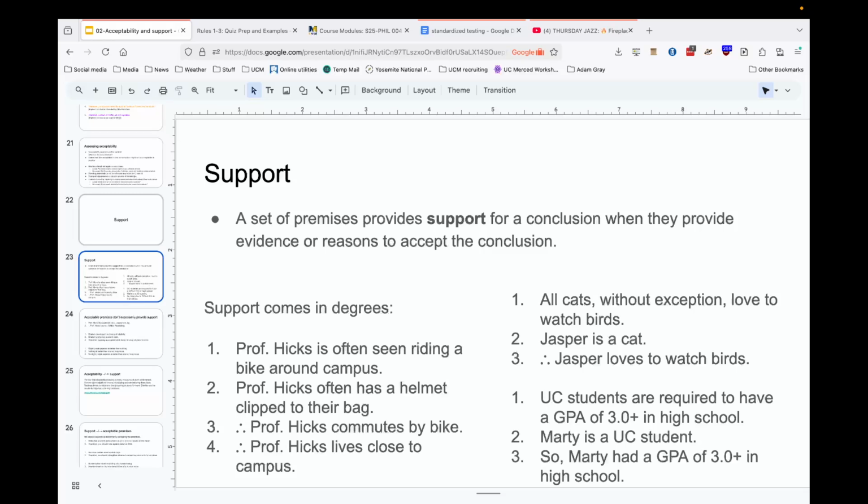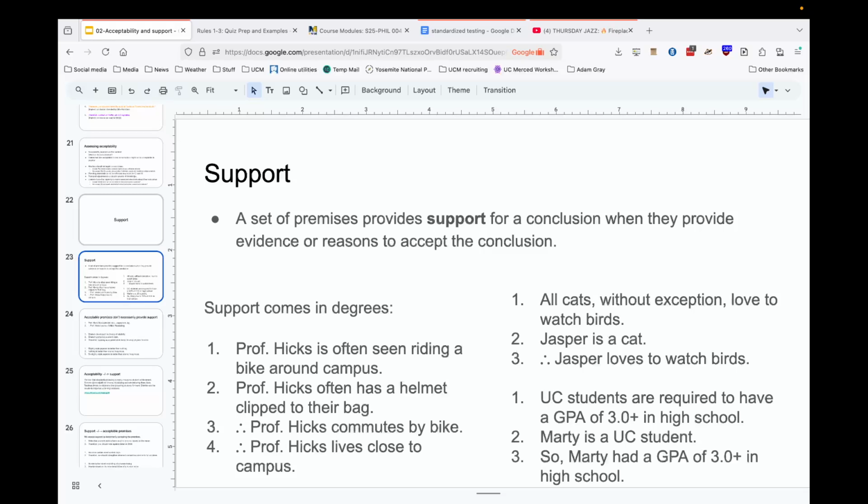I'll say a little bit more about that in a second after we go over these initial examples, which are meant to illustrate the idea that support comes in degrees. So first, I was going to bring my helmet in, but I didn't. But that is evidence for premise 2 here. Okay, so first, premise 1.